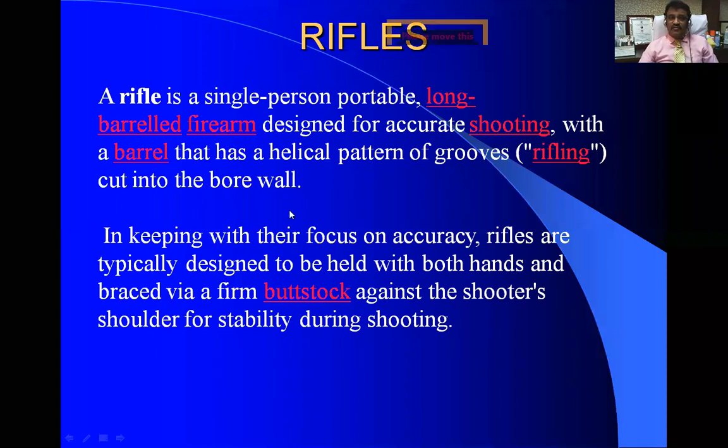And this pattern of grooves is cut into the bore wall, not bore wheel, bore wall. Okay, in keeping with their focus on accuracy, rifles are typically designed to be held with both hands. Now because they are longer, you have to hold it like this. Now we saw the guns which we used with one hand. Now we are looking at a gun which is used with two hands and braced with a firm butt stock. Now this is a butt stock. It has to be braced here on the chest, or because it requires support against the shooter's shoulder like this, for stability during the shooting, because the range is quite long and it requires a lot of stability to achieve the target.